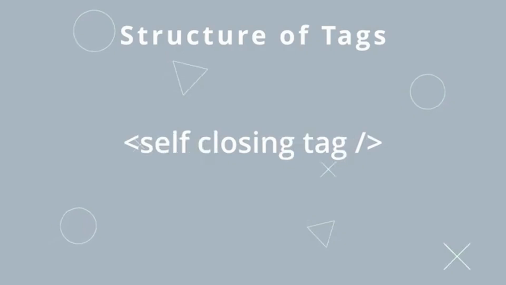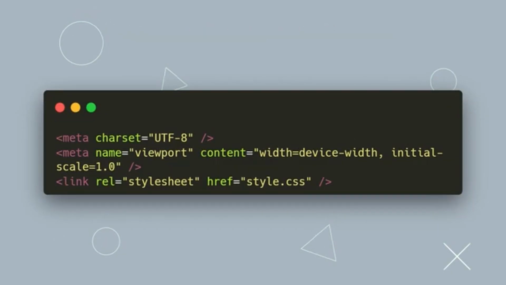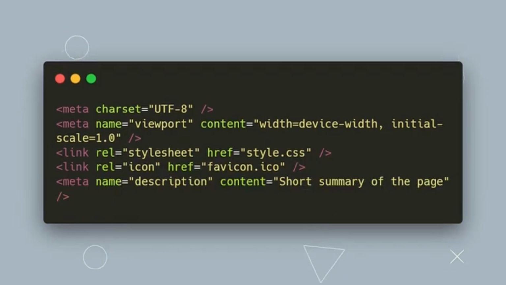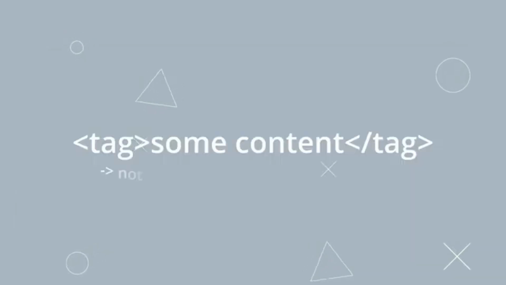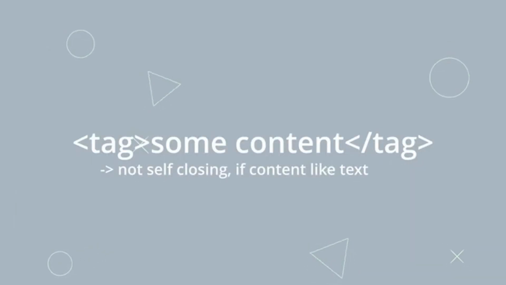Some tags are self-closing, which means that you close the tag within itself. This is indicated by a slash at the end of the opening tag. If an element needs content like text inside, it's usually not self-closing. If the element just stands alone, like defining the charset for example, it's usually self-closing. Hope you understand tags now.